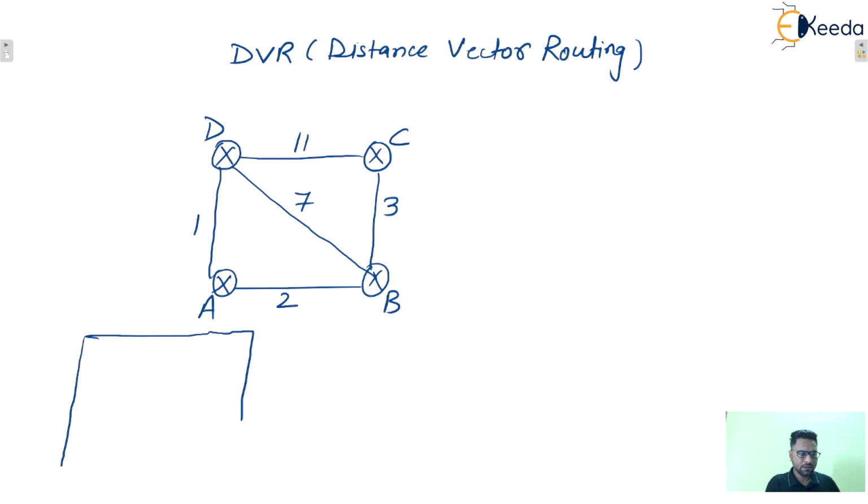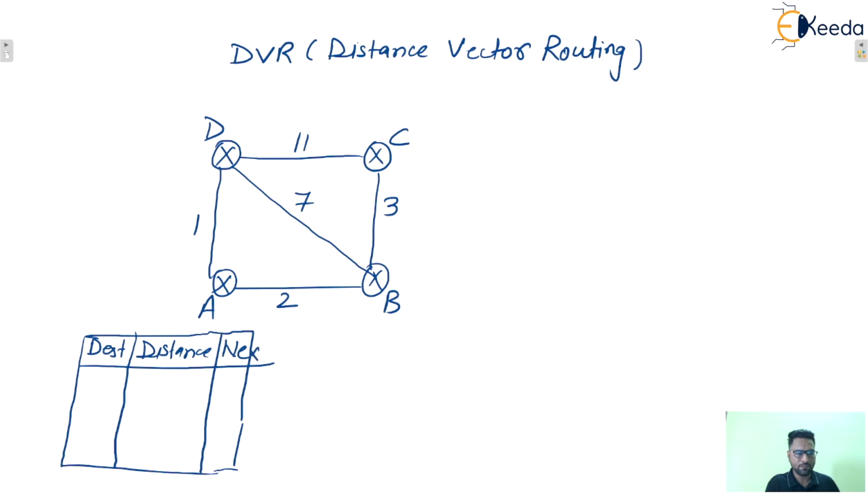The routing table contains three fields. First one is destination, next one is distance, and last one is next hop. So three fields will be there: destination, distance, and next hop. This is the routing table for router A. Four entries will be there, for every router A, B, C, D.